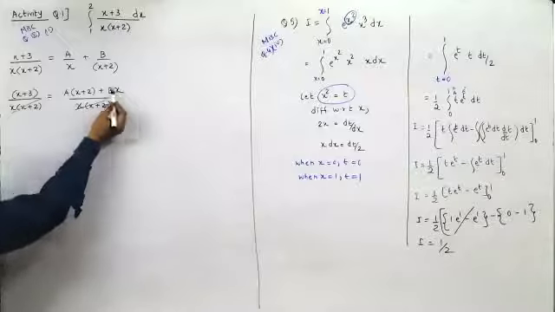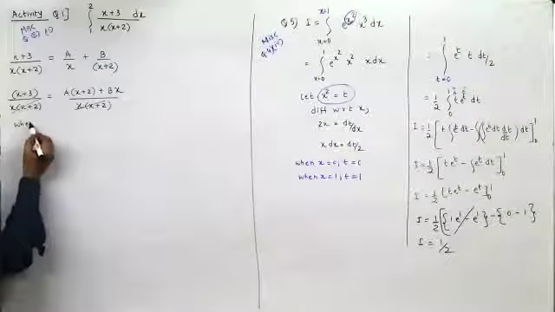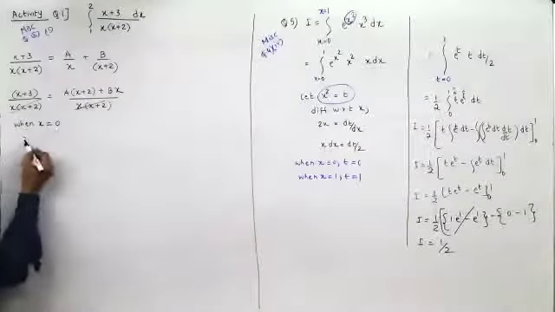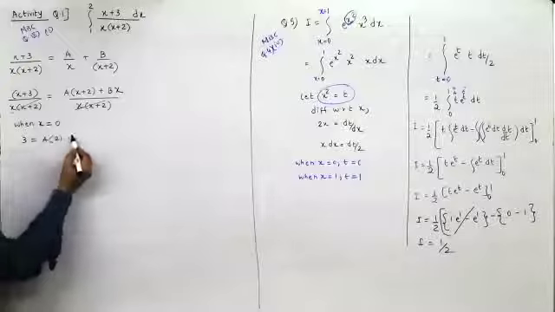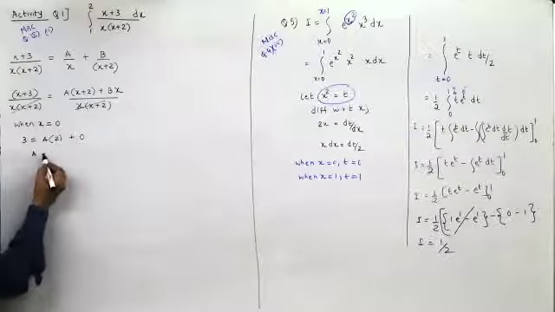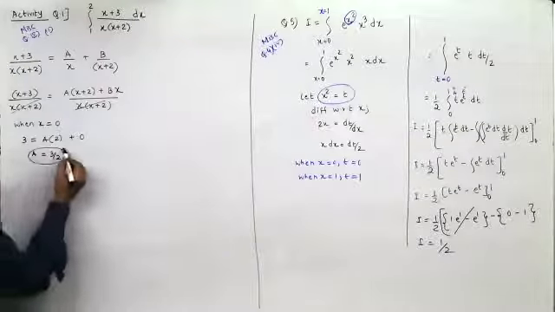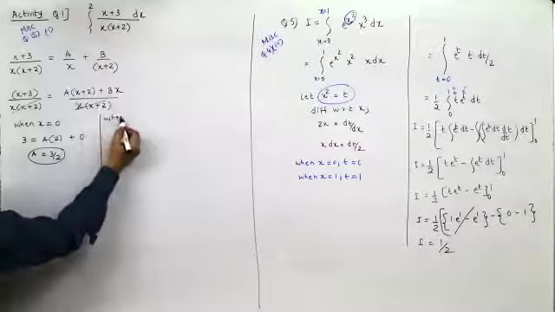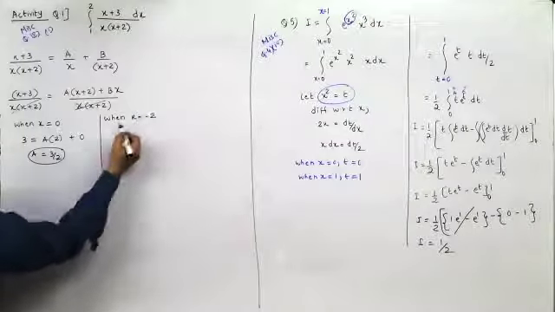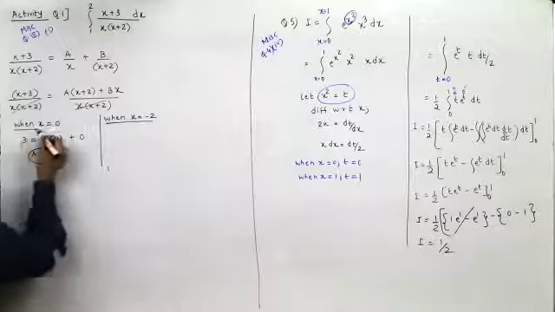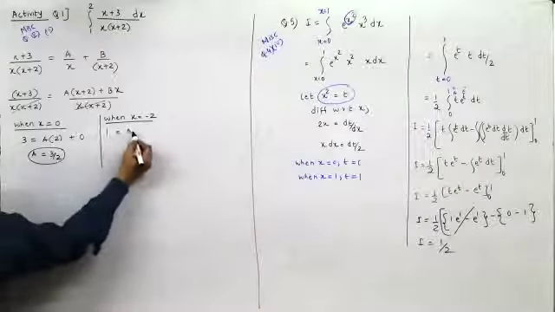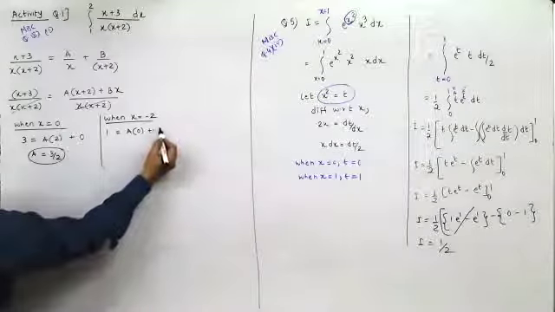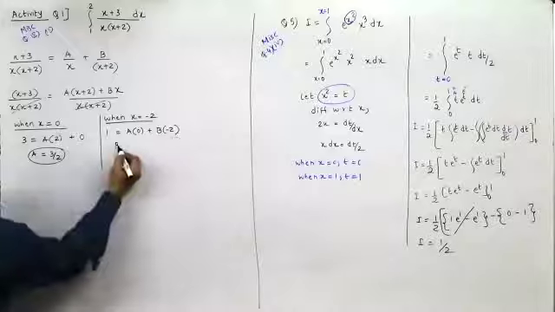Now, when x is 0, you'll get the value of a. When x is 0, you get 3 equal to a into 2 plus 0. A is 3 by 2. Next, when x is minus 2, you get the value of b. So minus 2 plus 3 would be 1, equal to a into 0 plus b into minus 2. So b would be minus half.